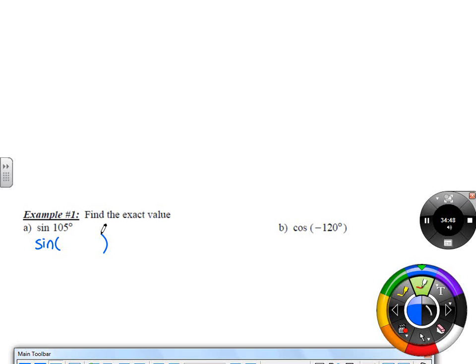Okay, so the sine of what? How do I want to rewrite 105 to figure this out? Brian? Sure. Notice that he strategically picked angles he did know something about.